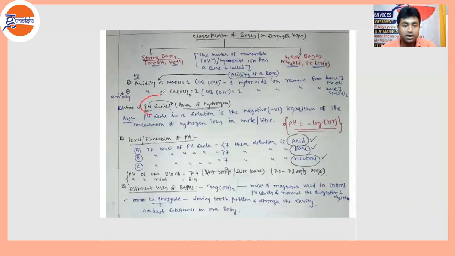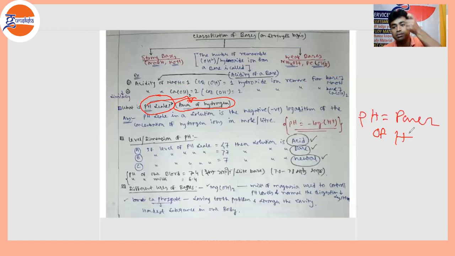What is pH? This is nothing but a scale. It's a level or dimension. pH is nothing but a scale. The full form of pH is power of hydrogen. So it is used as a scale in chemistry.